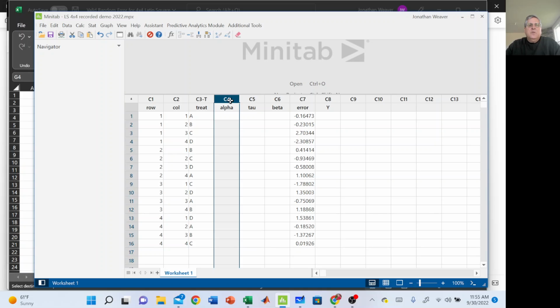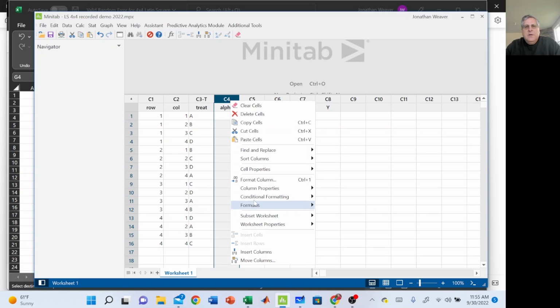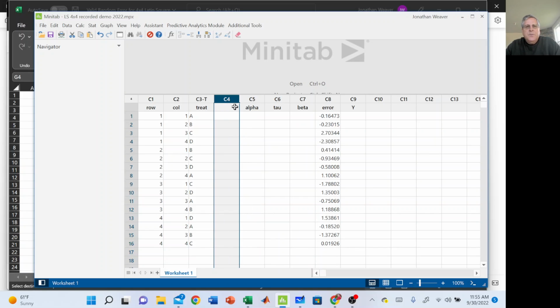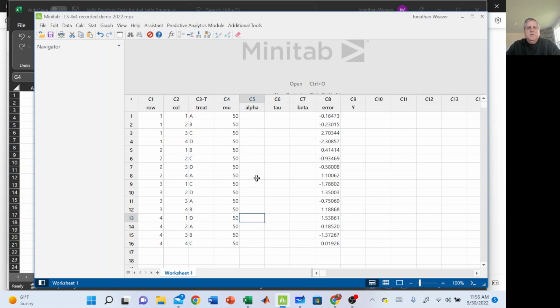I can put a column here for mu. So insert a column for mu. And let's just take it to be 50, whatever. So one more, and then I'll copy that twice or 3 more times. So the mean is always 50. Whatever number, it doesn't really matter.